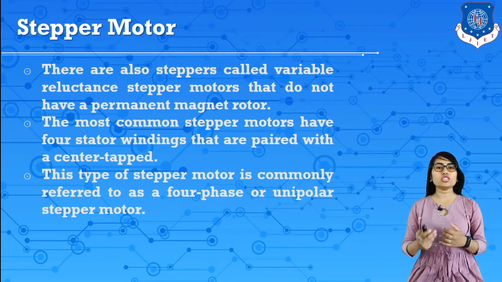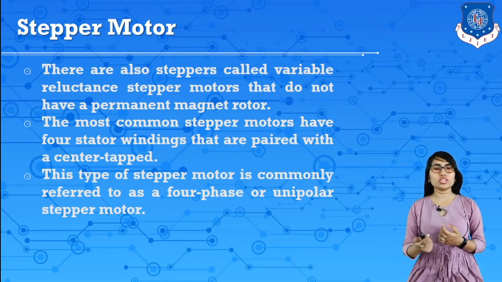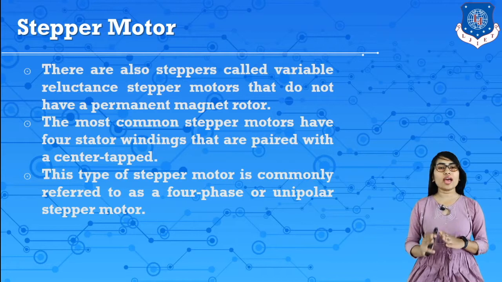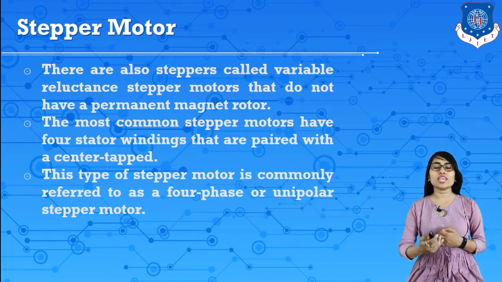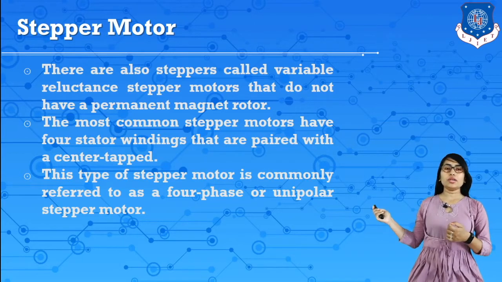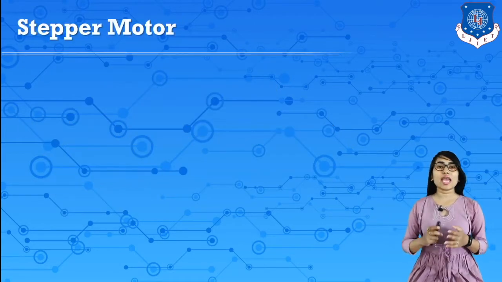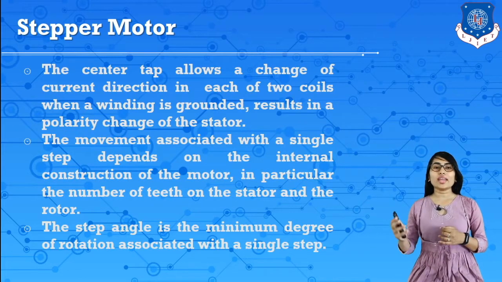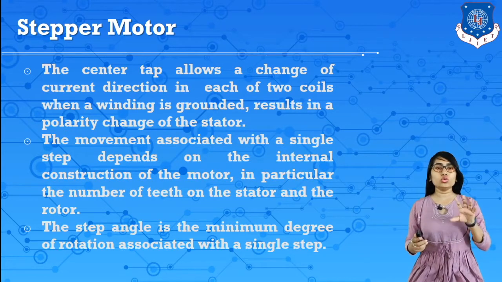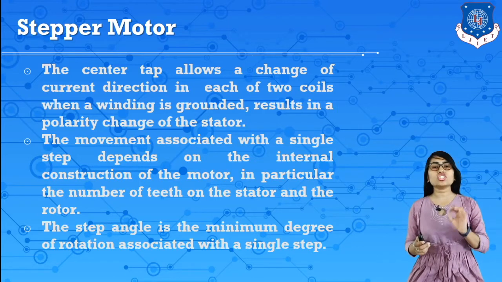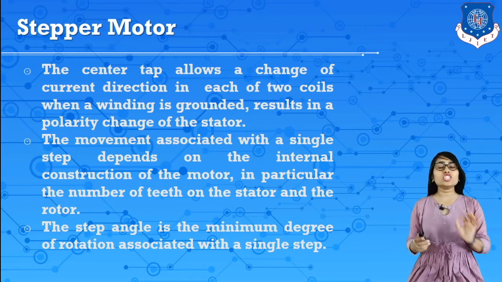There are also steppers called variable reluctance stepper motors that do not have a permanent magnet rotor. The most common stepper motor has 4 stator windings that are paired with a center tap. This type of stepper motor is commonly referred to as a 4-phase or unipolar stepper motor. The center tap allows a change of current direction in each of the two coils.